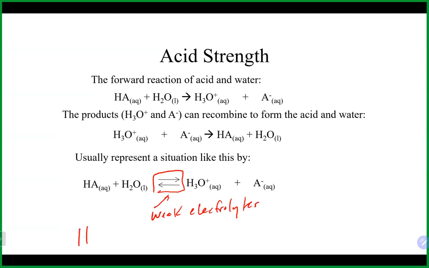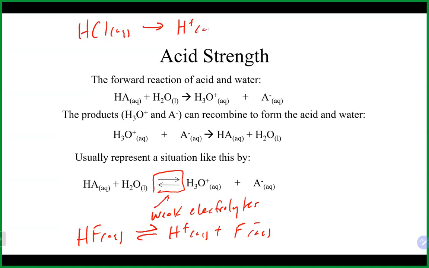Something like hydrofluoric acid, for example, is a weak acid. It can break apart into H plus and F minus, but these could also come back together to make our HF. So that is definitely a weak acid. That is different than a strong acid, which will 100% break apart into H plus and Cl minus. It is a strong electrolyte, which means it will pretty much not stay together and break apart.